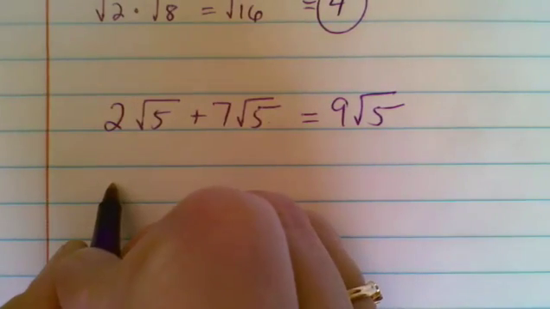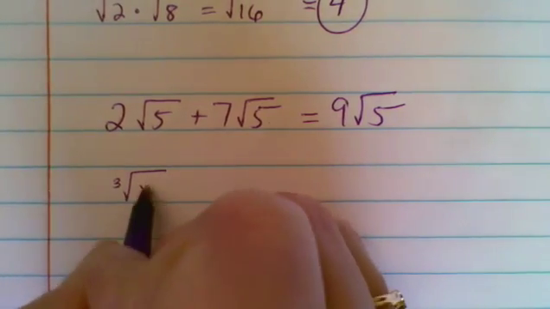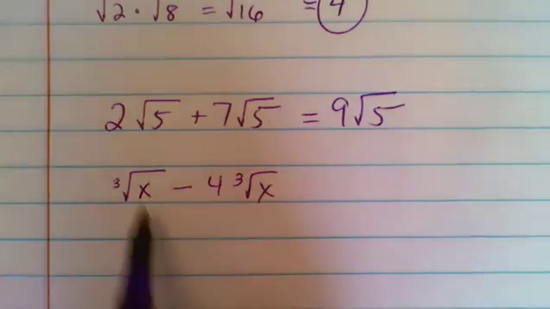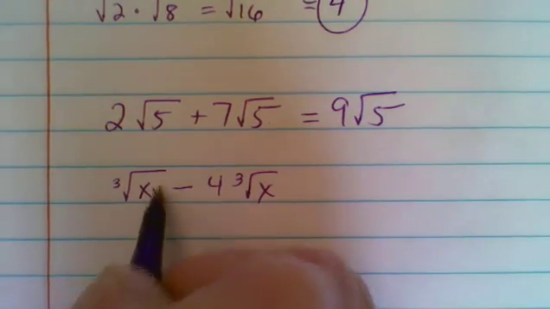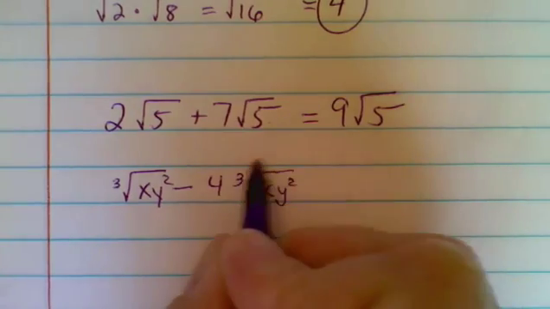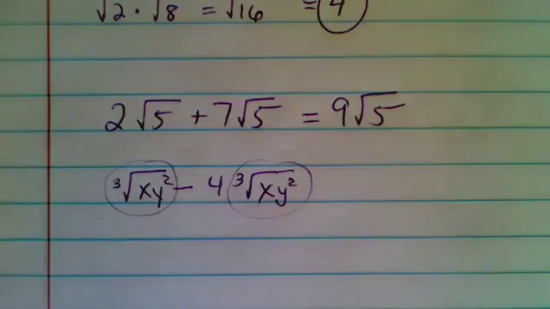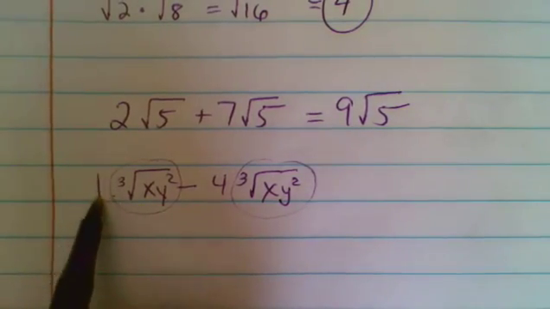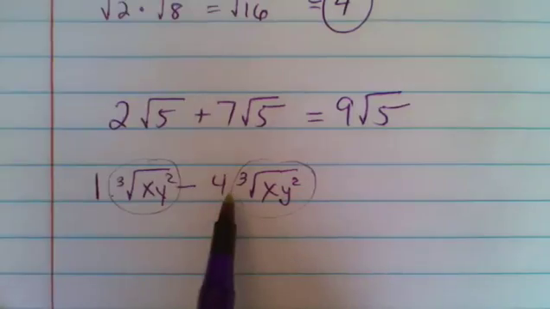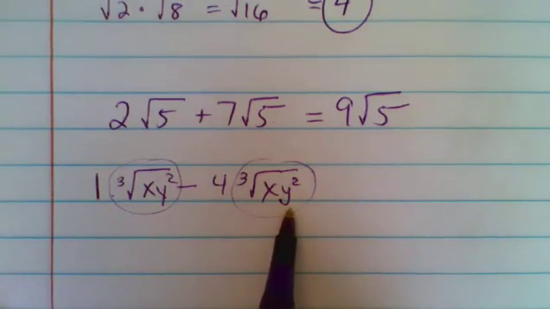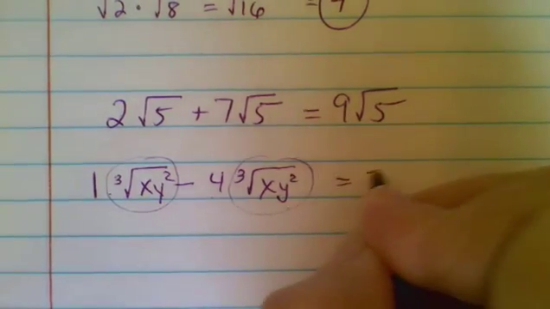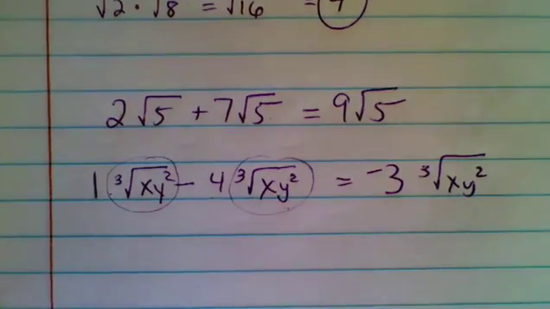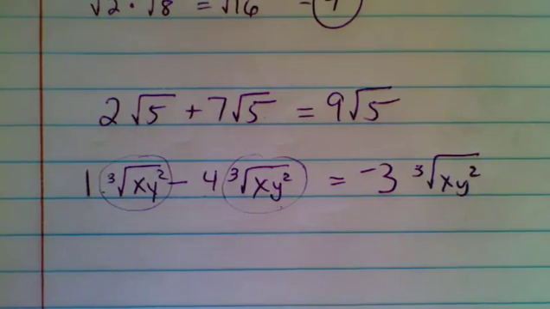It works with cube roots. If I have the cubed root of x y squared minus 4 cubed root of x y squared, and even I could have xy squared, but just as long as this whole term is the exact same thing as that whole term, then they're like terms. So over here I have one of them because there's nothing in front of it, so there's one of those terms minus 4 of those terms. Because they're the same, I can put them together. I get negative 3 of those terms. And so I get negative 3 cubed root of x y squared.